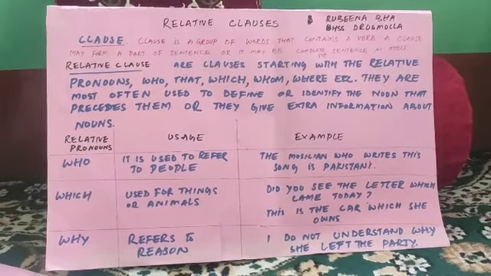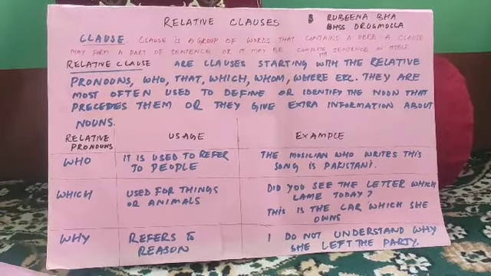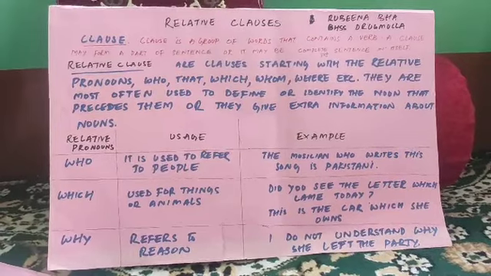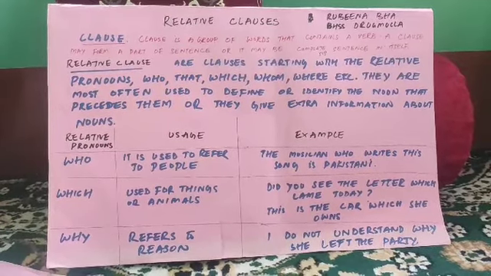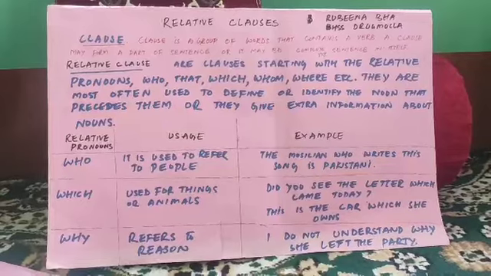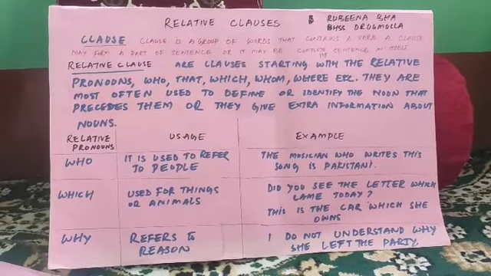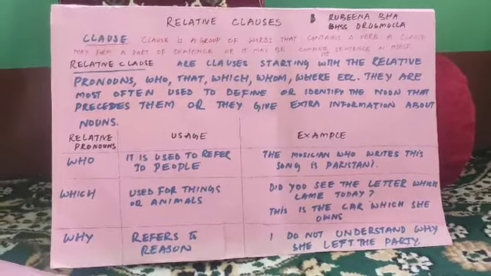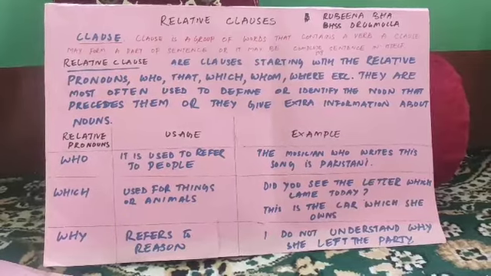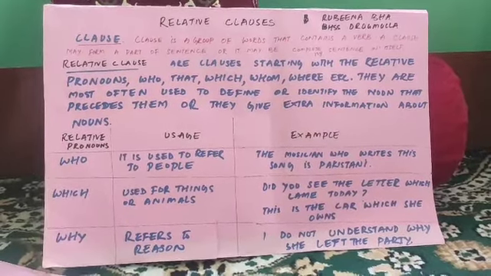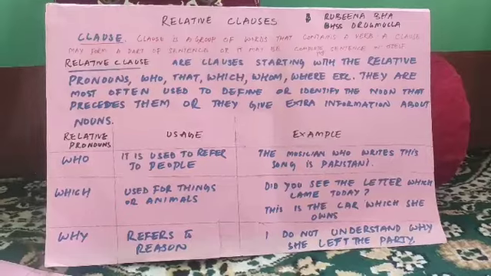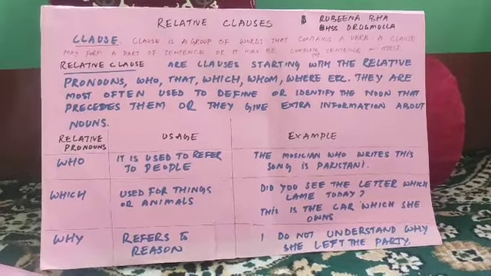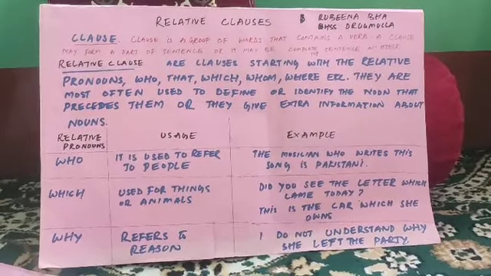Now, the relative clause. A relative clause starts with the relative pronouns. It tells us which person or thing, or what kind of person or thing, the speaker means.